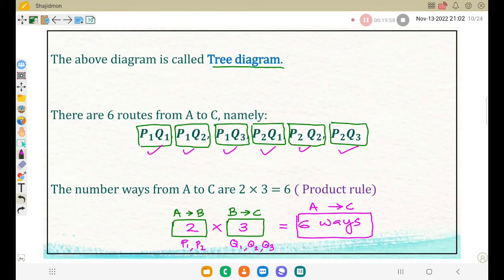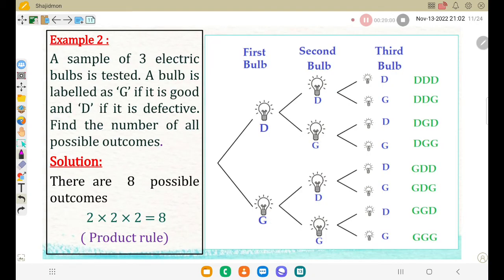Now I will go to the second example. You can see the example here. Reading the question is more important. Once you understand the question, answering is easy. Identifying and understanding the question is the only way to clear this type of question.